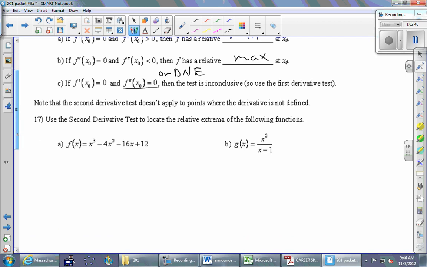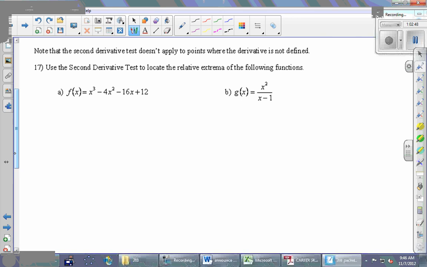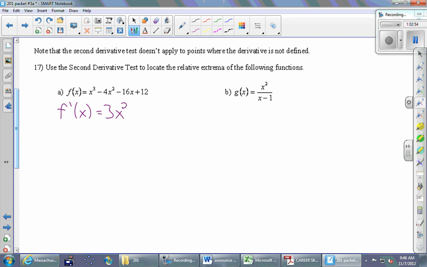Okay, so here is the second derivative test in practice. So I will just rewrite the first derivative here. These are the same functions we looked at on the previous page. Can somebody remind me, what were the two critical numbers that we found on this example?